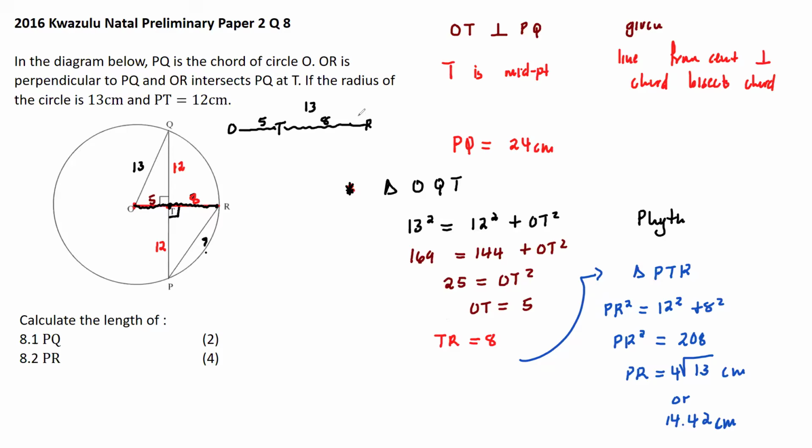So we used a lot of Pythagoras theorem here, and the theorem that says a line from the center of the circle that is perpendicular to the chord bisects the chord. Taking this out, gone, gone, going, gone.